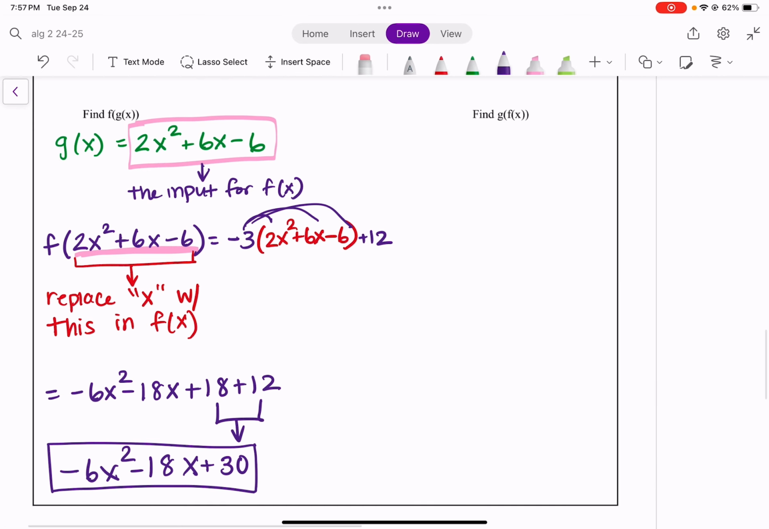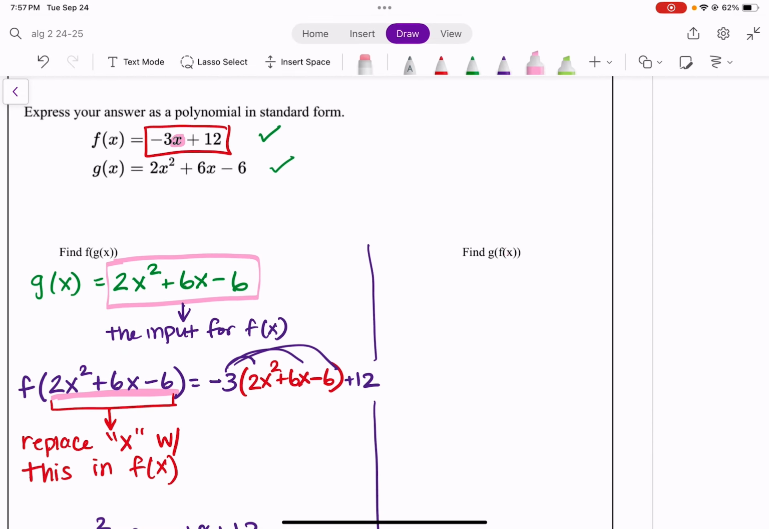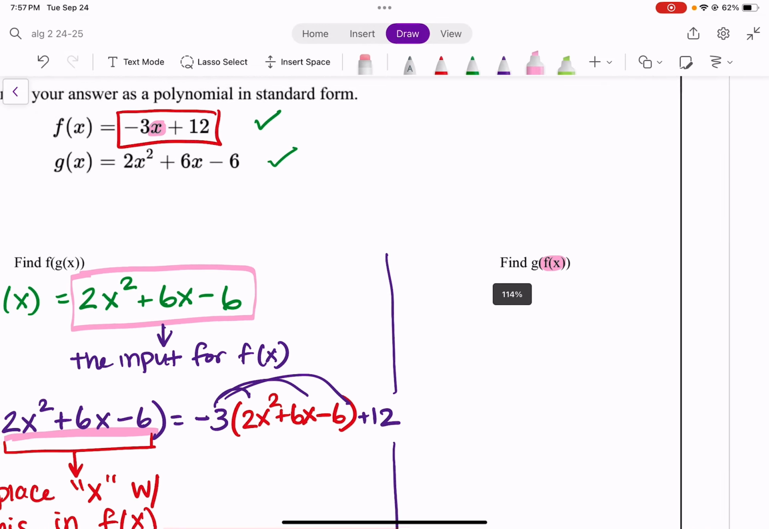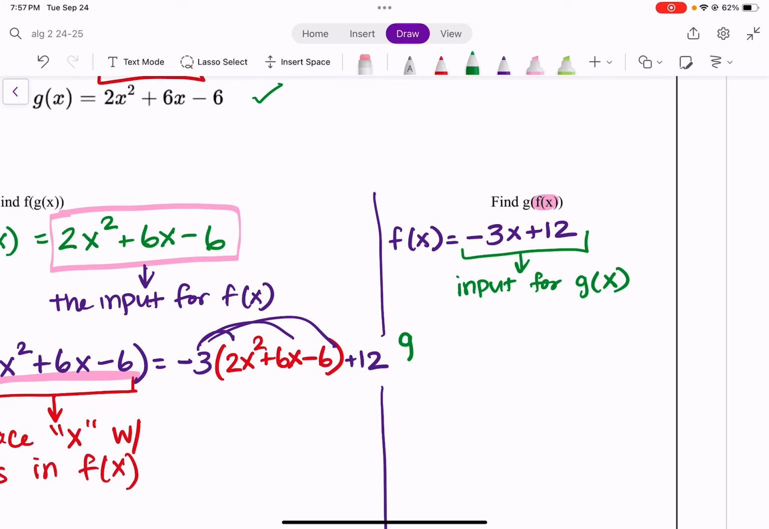Let's say it's telling us to do the opposite. Now we're trying to find g of f of x. So remember, I'm starting with the rightmost function, f of x. The output of f of x is negative 3x plus 12. So this is now going to become the input for g of x. So instead of writing g of x, I'm going to be replacing all the x's with negative 3x plus 12.